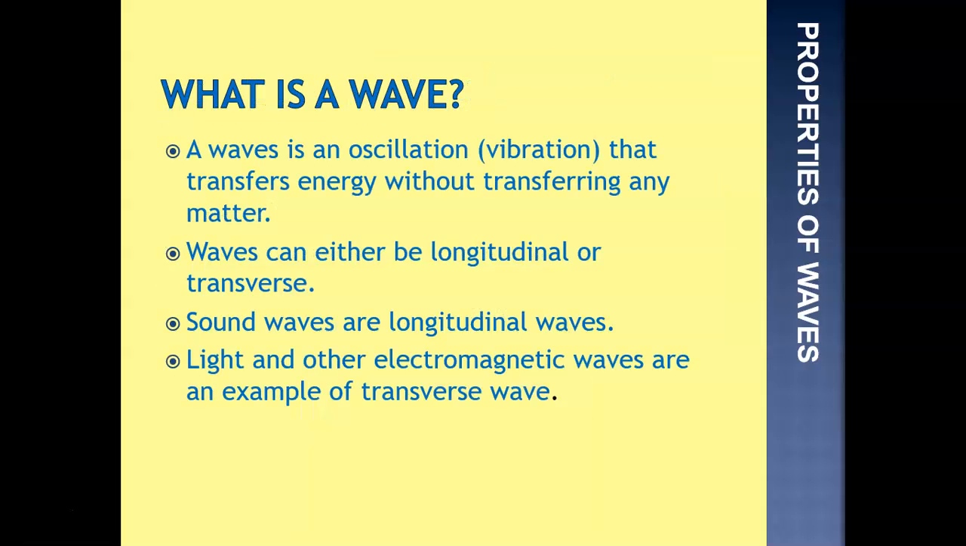So a wave is an oscillation or a vibration that transfers energy but doesn't transfer matter. So the object itself vibrates and energy emanates from there, but matter or mass itself doesn't go anywhere. There's two types, either longitudinal or transverse. Sound waves are longitudinal, and light and other electromagnetic waves are transverse. You may be asked for examples during the examination. There's your two banker examples. Sound waves are longitudinal, light and other EM waves are transverse. Pause the video and copy those definitions down, please.